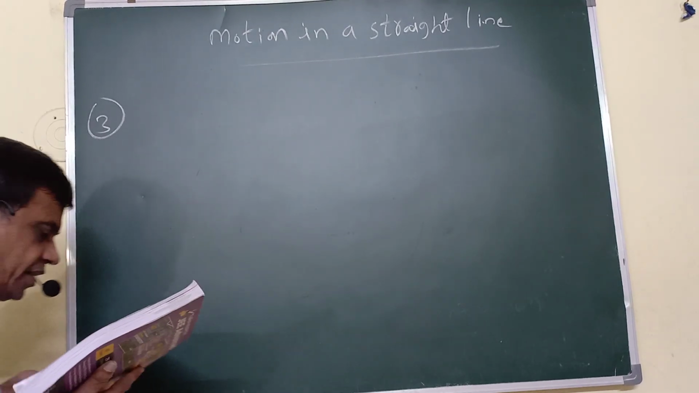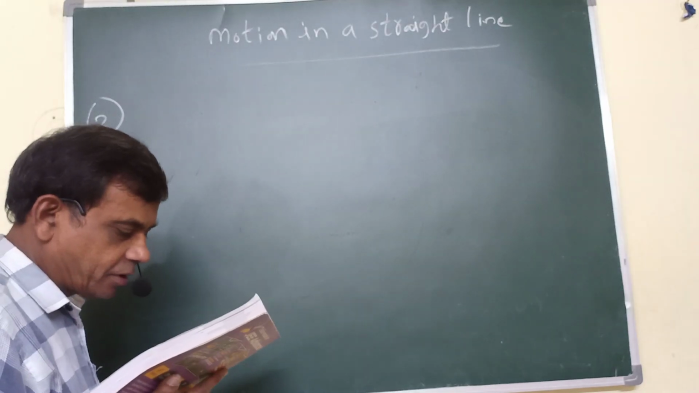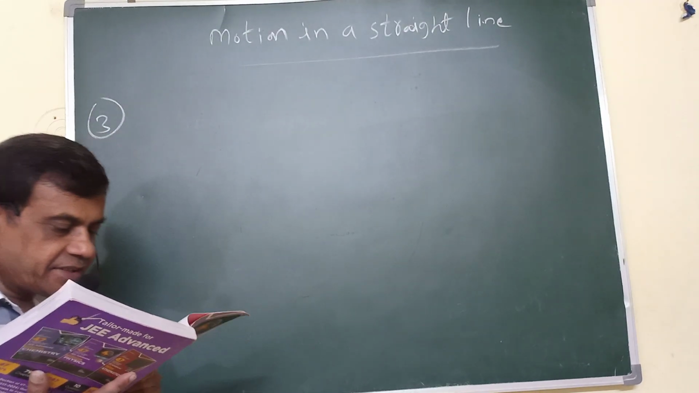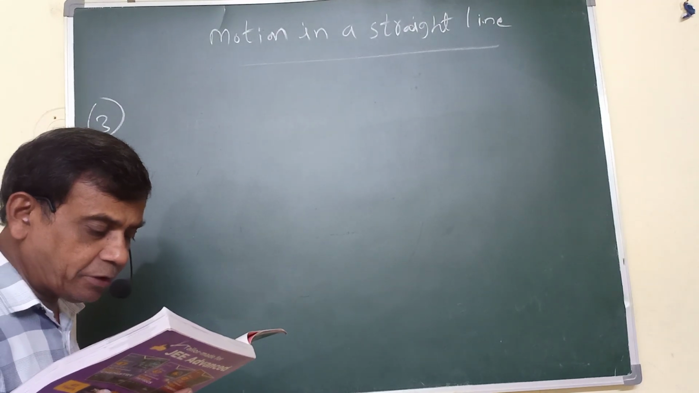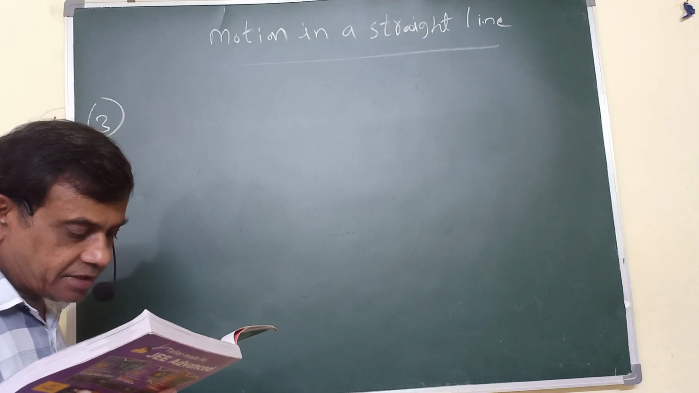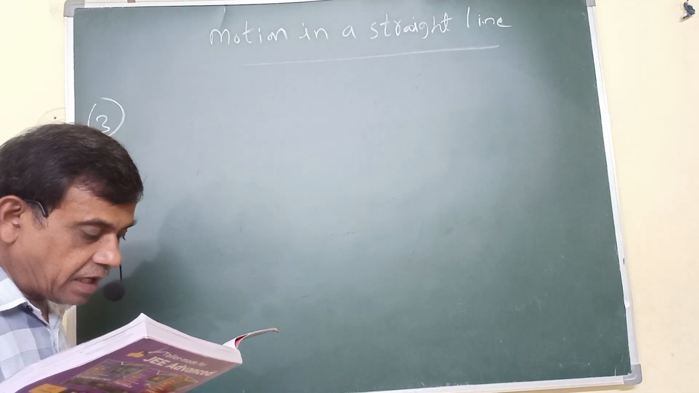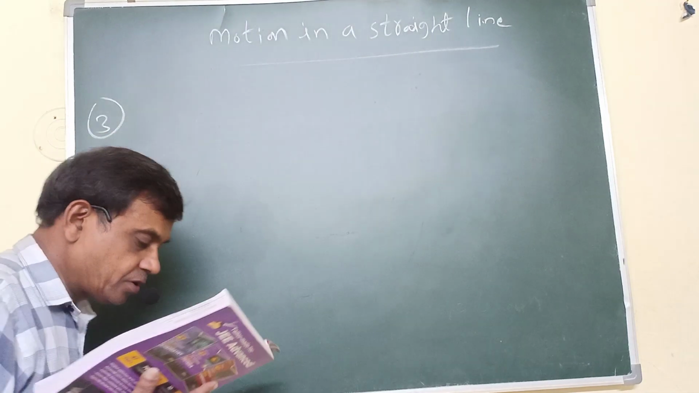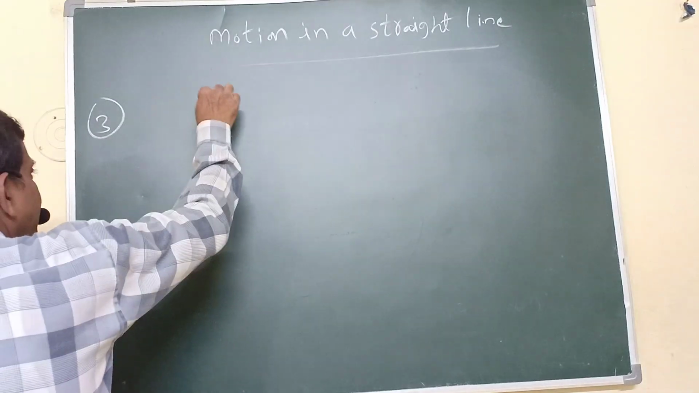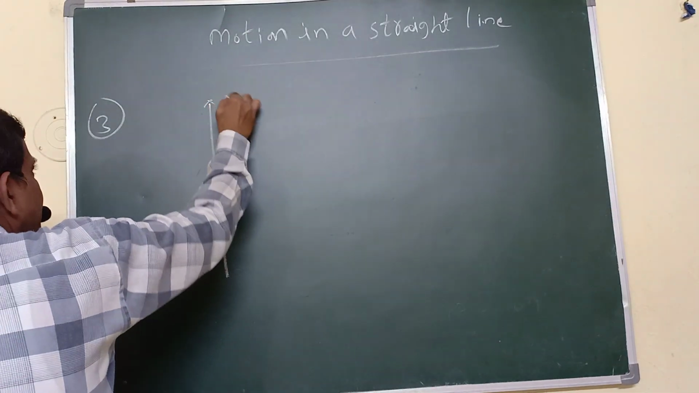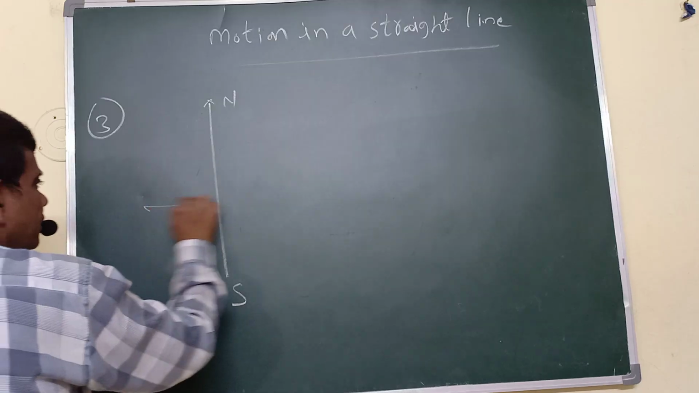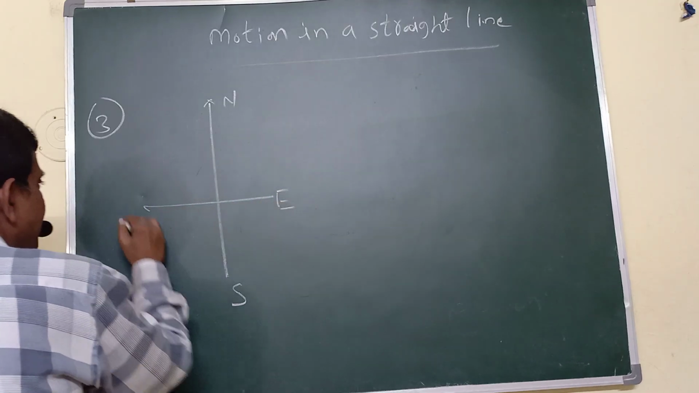A particle is moving eastward with a velocity of 5 meter per second. In 10 seconds, the velocity changes to 5 meter per second, north direction. Then find the average acceleration. So, here we are taking, this is north and this is south and this is the east and this is the west.